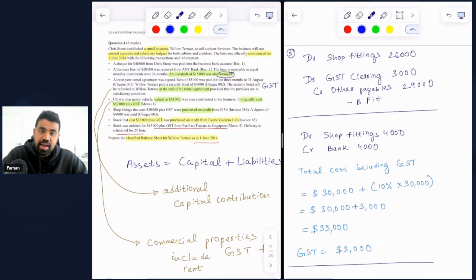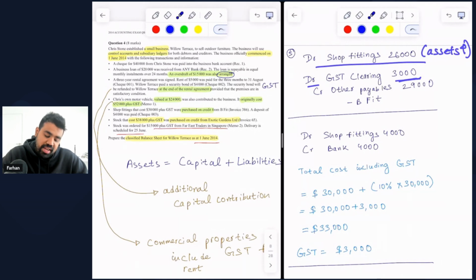It's still being added to the cost of the asset, therefore assets are going up, and we debit shop fittings by $26,000. The GST of $3,000 is something that is an asset for us now. That's why we are debiting it, because this is something we can offset against the GST that we have collected when we want to calculate the GST settlement that we need to send to the ATO.